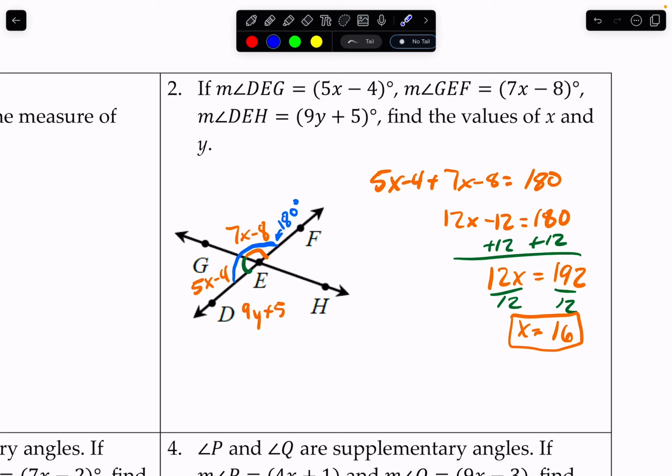Now that I have x, I should be able to figure out what this angle is and then set it equal to the 9y plus 5. So again, the ones that I've got drawn in orange here, these are congruent. So let's figure out what 7x minus 8 is.